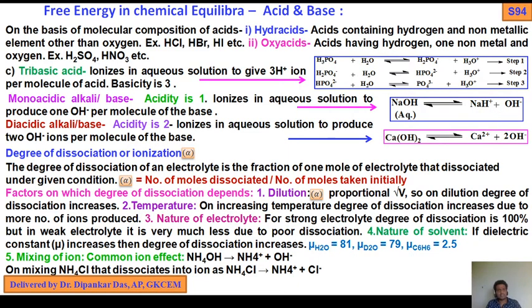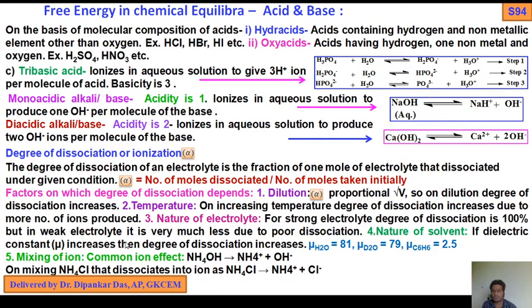Similarly, a diacidic base has acidity 2. For example, calcium hydroxide gives calcium 2 plus and 2 OH minus ions. So that's why it gives 2 OH minus ions per molecule. So acidity is 2. Okay.